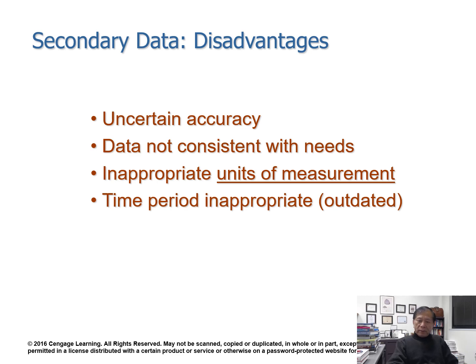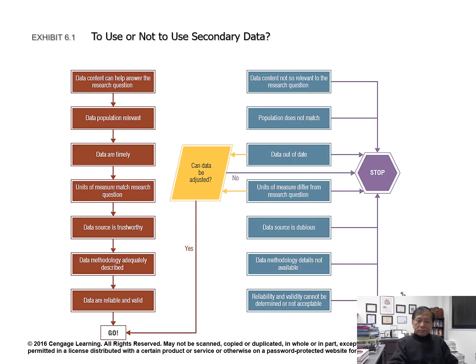The time period may also be inappropriate. It's outdated, just too old. Data that is maybe 10 years old may not be that relevant anymore. So how do you decide whether or not to use secondary data?